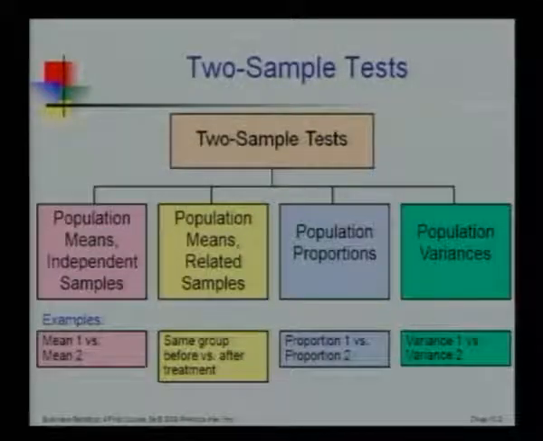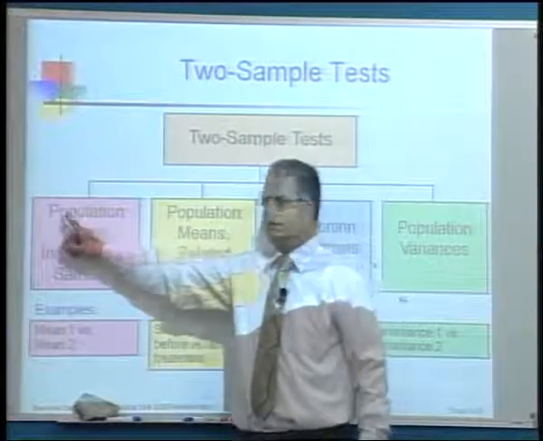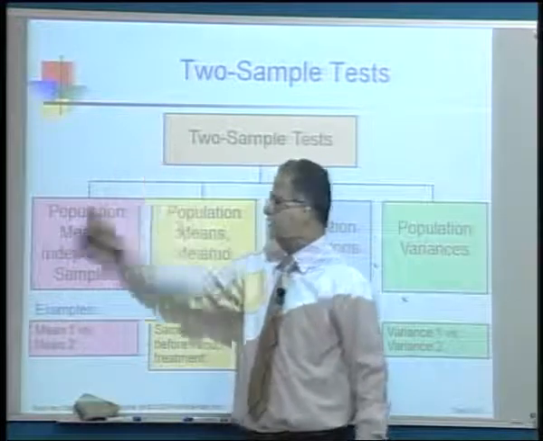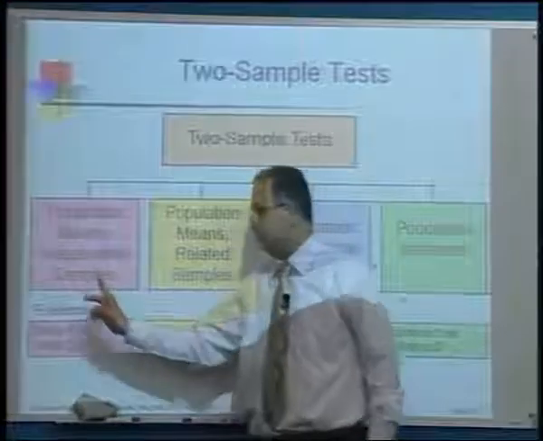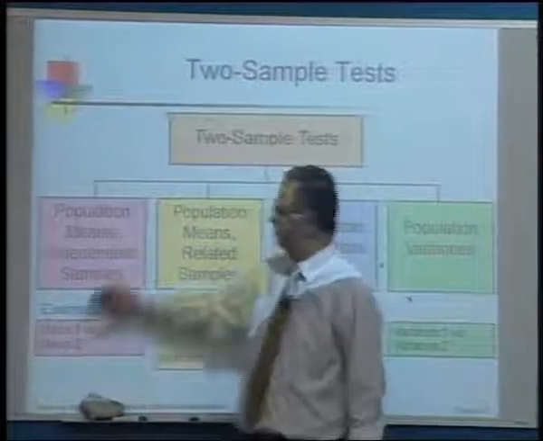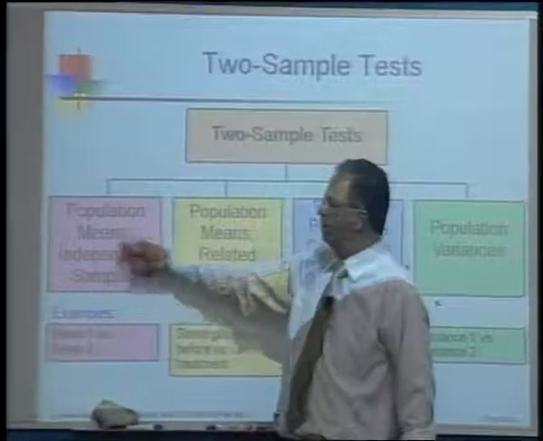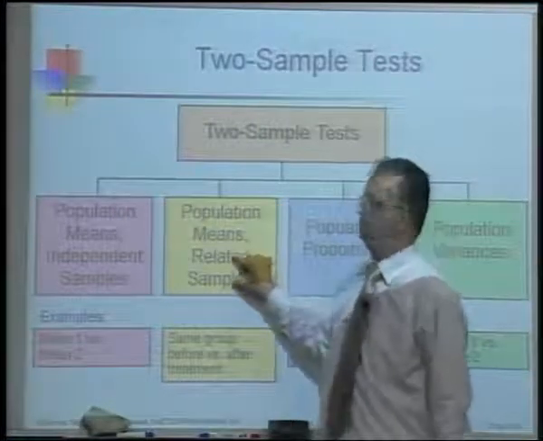So again, we are going to explain how can we perform testing for two sample tests. In this case, there are 4 cases. First, we will discuss hypothesis testing for the population means for independent samples. So in this case, we have mean 1 versus mean 2. So that's for independent samples. The other one also for the population means, but for related samples.